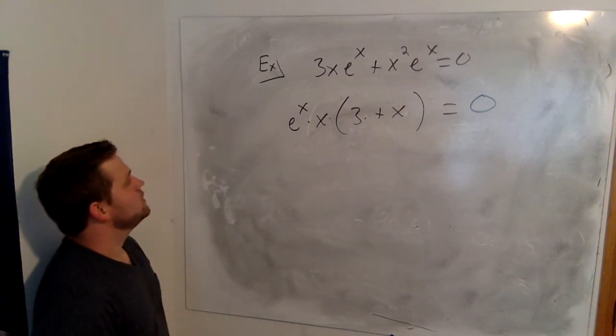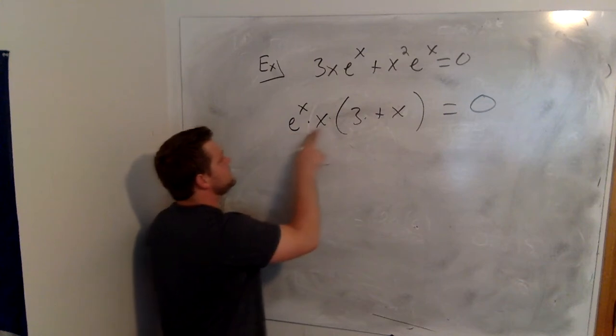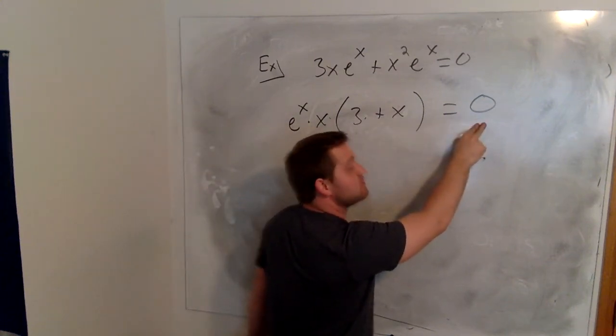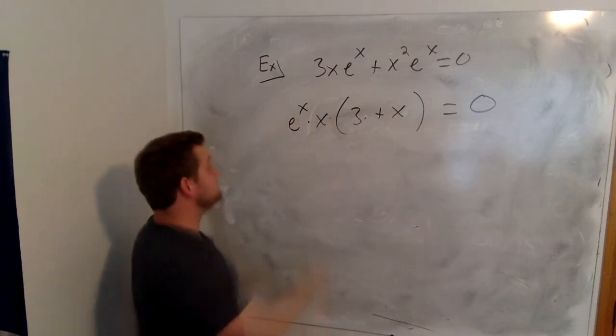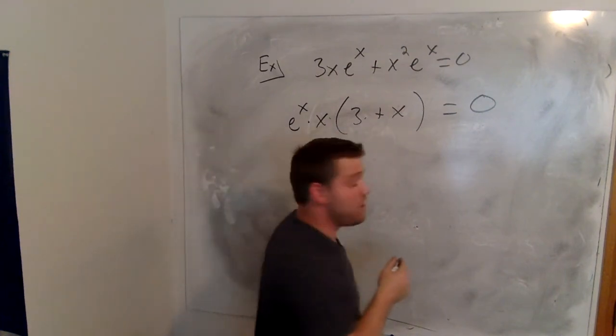Okay. Well, what can we do from here? Well, I have 3 things being multiplied to give me 0. So what does that mean? That means that one of these pieces has to be 0. So this is what's called the zero product property.